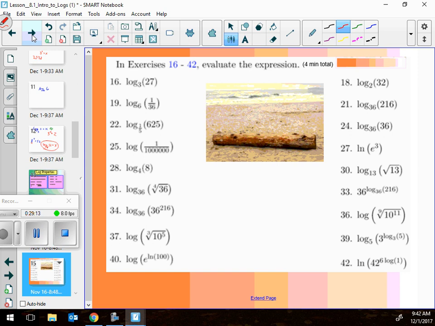Evaluate the expression. That means you actually have to get the answer. All right. So then I need to teach you a property about logs, and I'll do it by, there's a bajillion problems here, right? And it says 4 minutes total. Yeah. I don't think so. But I'll do some with you. All right. So look at that top one.